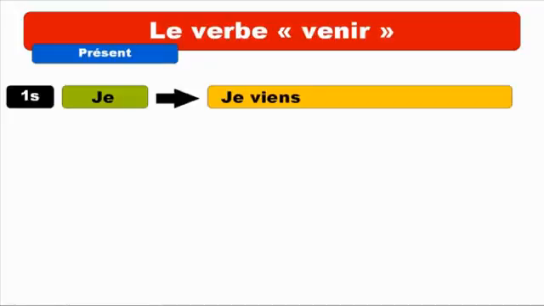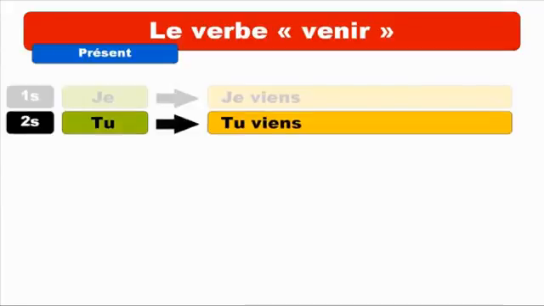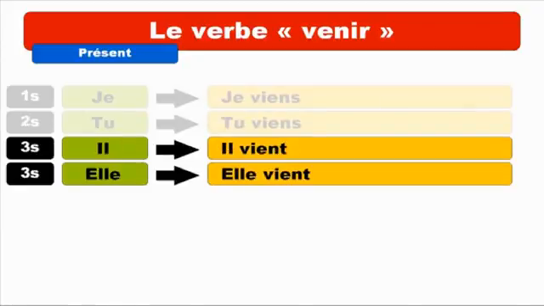Okay, so let's combine them and we get viens. Repeat. Je viens. Okay. Second person, it's tu, and then we get actually the same sound. Tu viens. Repeat. Tu viens. Okay. Third person of the singular, it's il masculin, elle féminin.